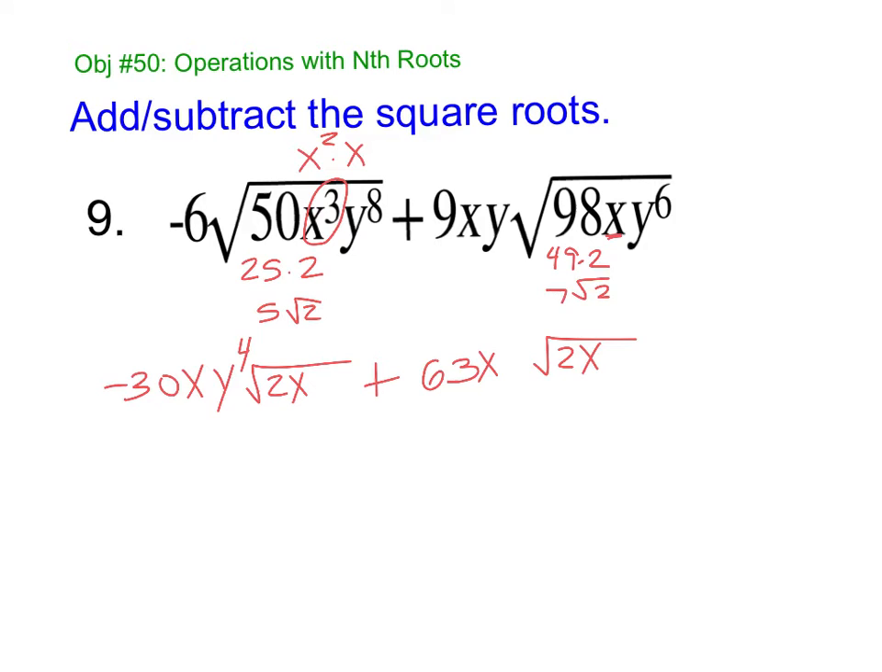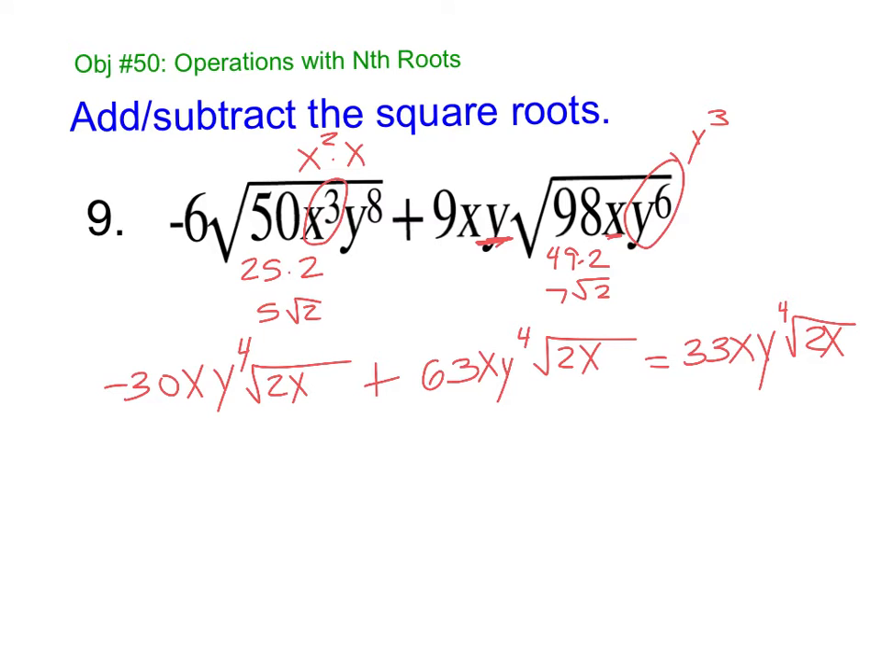And then y to the 6th is y to the 3rd, right? That gives you y cubed. But y cubed times y gives me that y to the 4th. So notice these are exactly the same again, so we're allowed to add them together. And we get 33x y to the 4th root 2x.